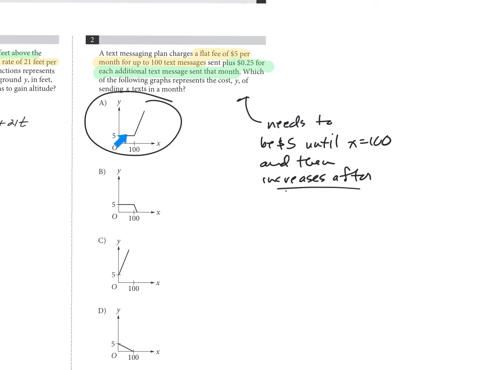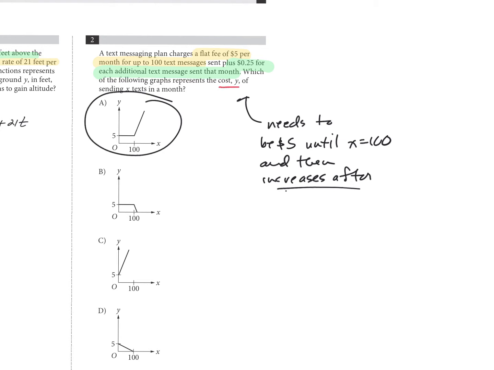So you're going to pay $5 up until you send 100 texts, and then your cost is going to increase at a rate of 25 cents for each additional text, right? This one is $5 until 100, then goes down, which makes no sense. The y-axis represents the cost. It tells us that, right? Cost is y. So I just underline that so that we could see that little piece.